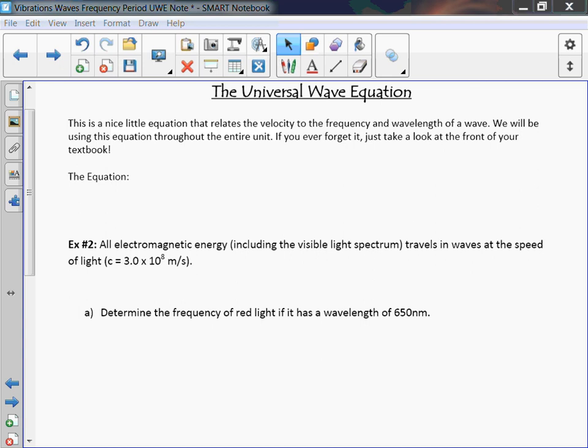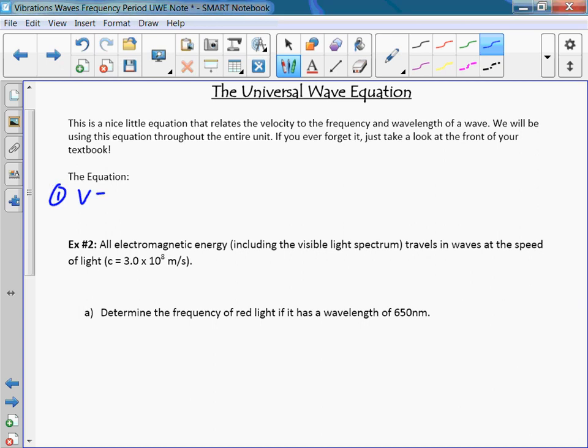The universal wave equation isn't a magical equation that came out of nowhere. It's actually really easy to derive just given the equation for uniform motion. I'm just going to do a quick derivation and then I'll end up with the actual equation here. If we start with velocity equals distance divided by time, that's one of the very first equations we learned in this course.